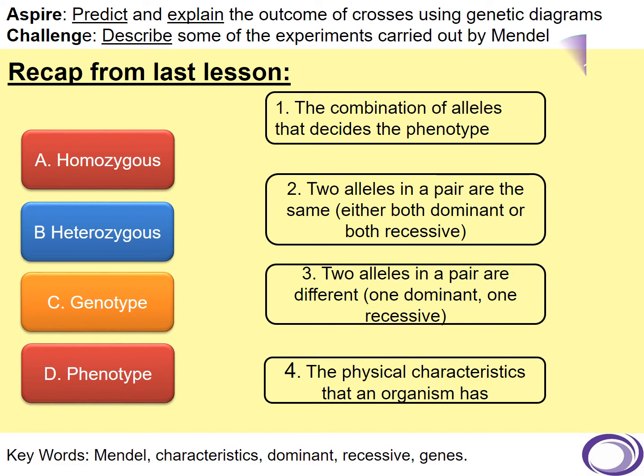Okay, brilliant. So homozygous: two alleles in a pair that are the same, either both dominant or both recessive. Heterozygous: two alleles in a pair that are different, so one dominant and one recessive. Genotype is the combination of alleles that decides the phenotype, so the two letters if you like, and the phenotype is a physical characteristic the organism has. So in the case of eye colour, the genotype could be big B, little b, but the phenotype would be brown eyes.